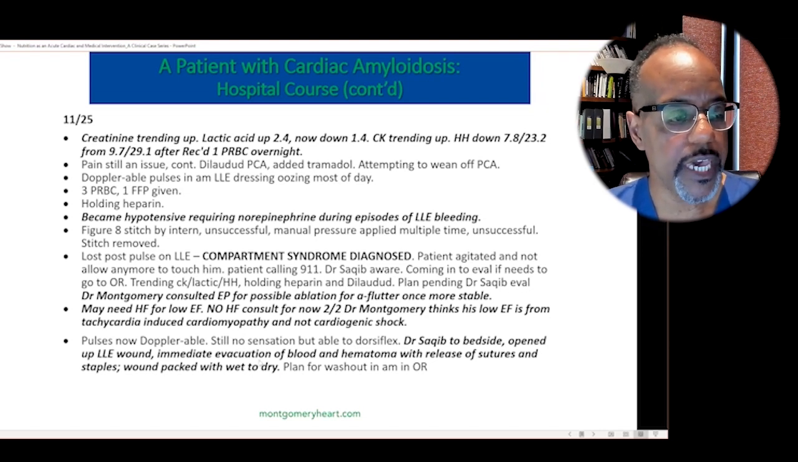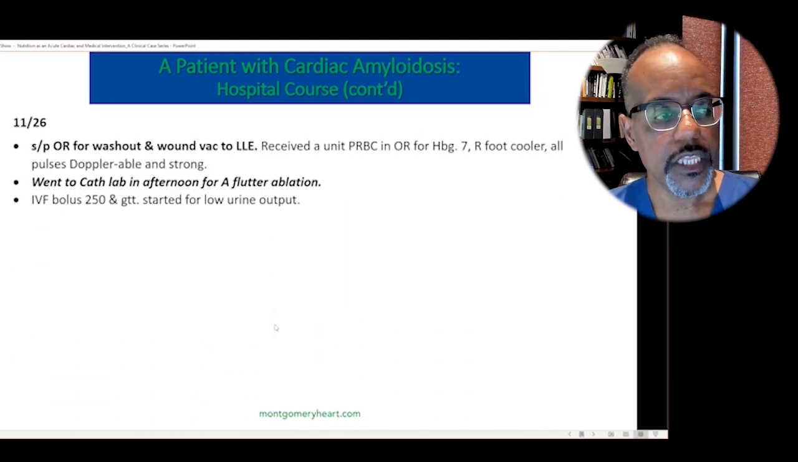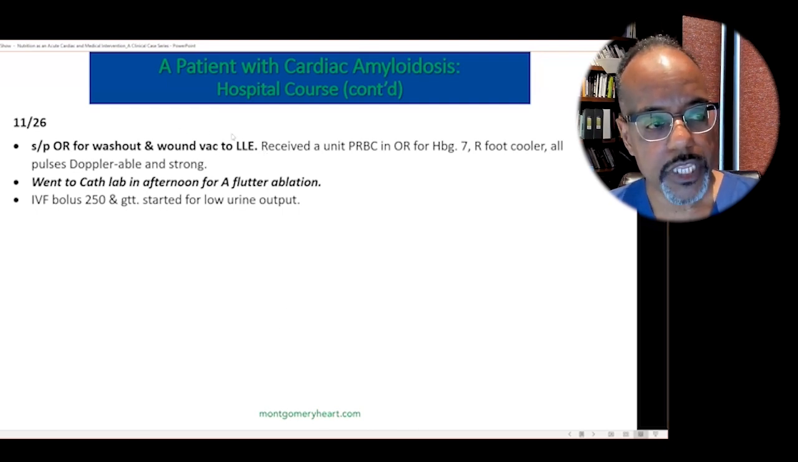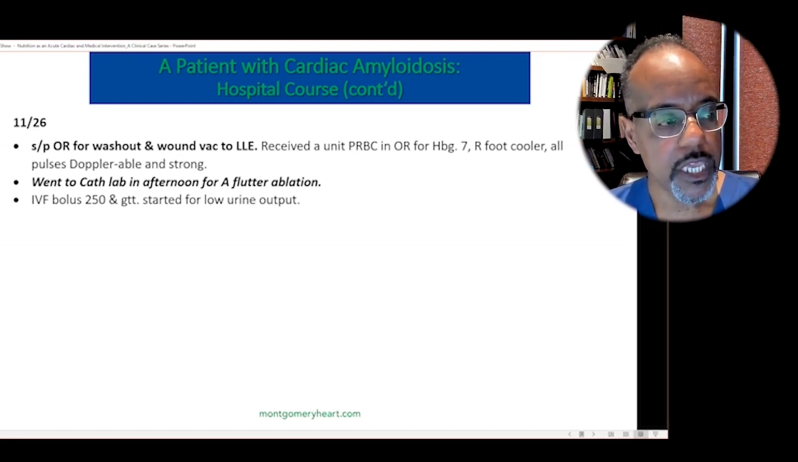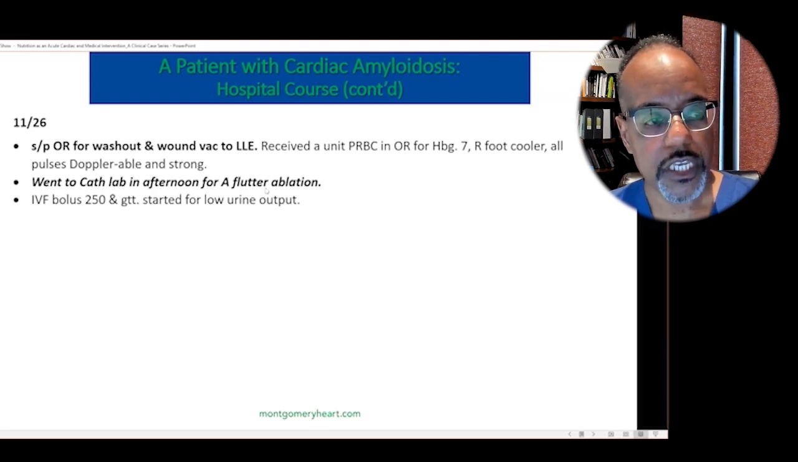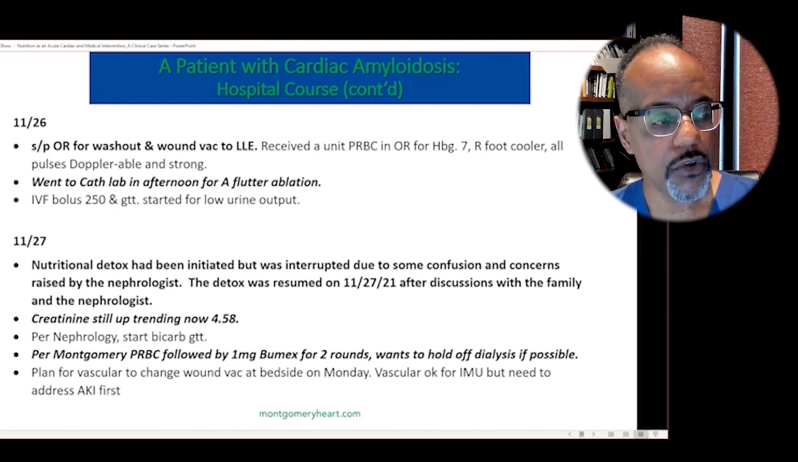The surgeons took him back, evacuated the blood, and things improved. So he had the wound washout. There was a wound vac placed to drain that wound area, to keep it from swelling. He went to the cath lab and we got rid of the atrial flutter. There was an atrial flutter ablation. This is going to prove to be very important as I go through the summary. And so on the 27th, we started the nutritional detox.